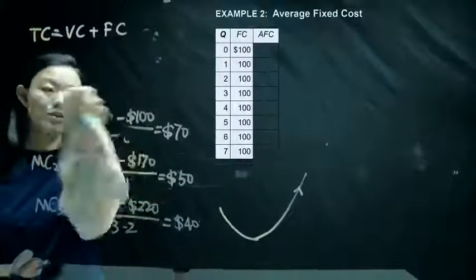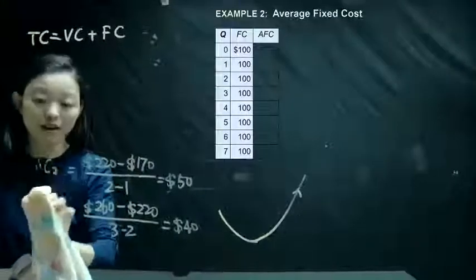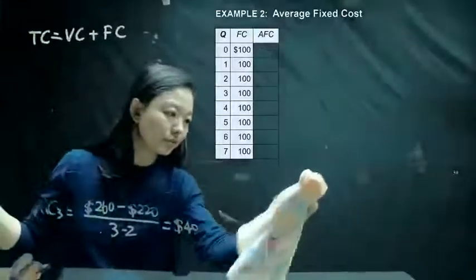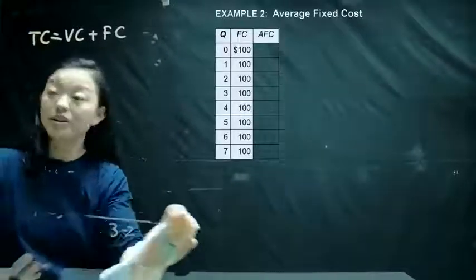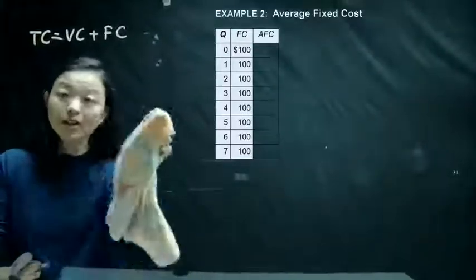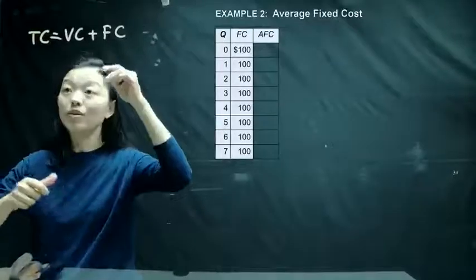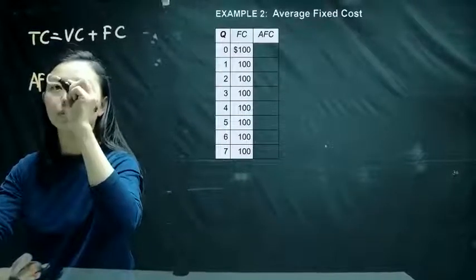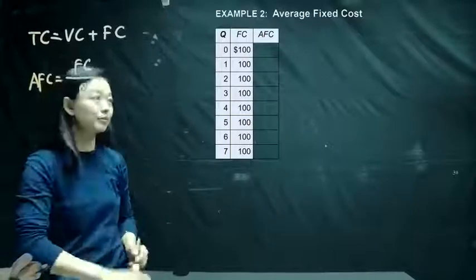When we talk about average fixed cost, we use the fixed cost divided by quantity, okay? So this is what we get. You can think about it: if the fixed cost is always the same, and we divide by quantity, and quantity will increase all the time, therefore the average fixed cost should be downward sloping, right? Always declining. So average fixed cost equals fixed cost divided by quantity.